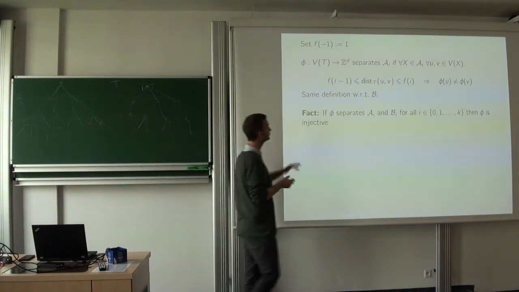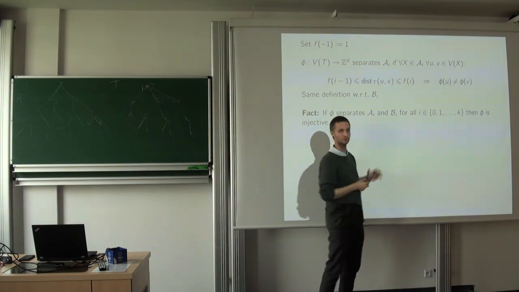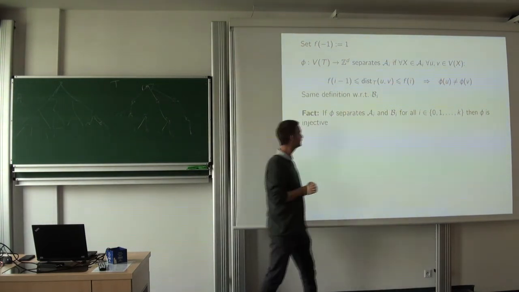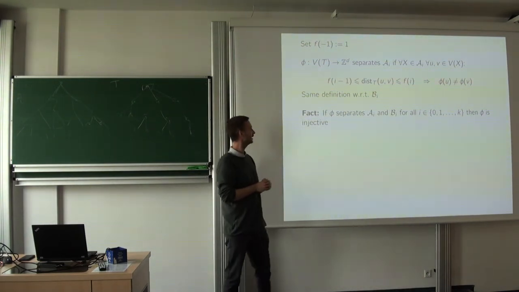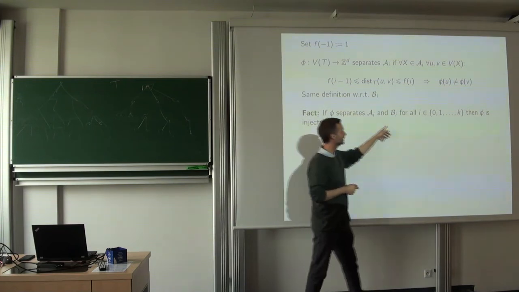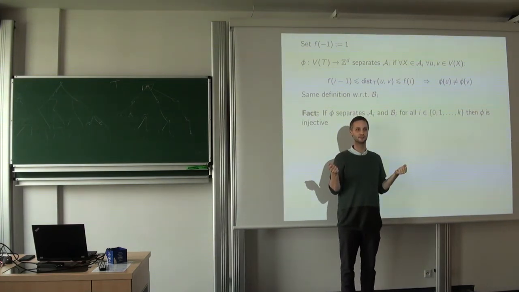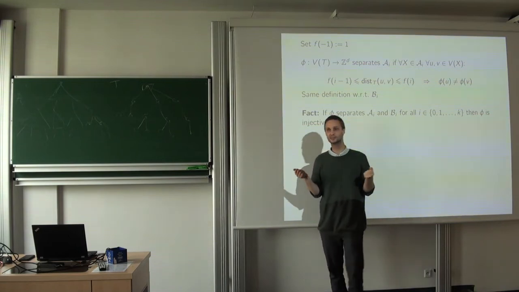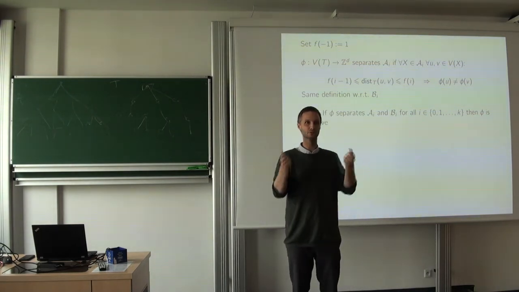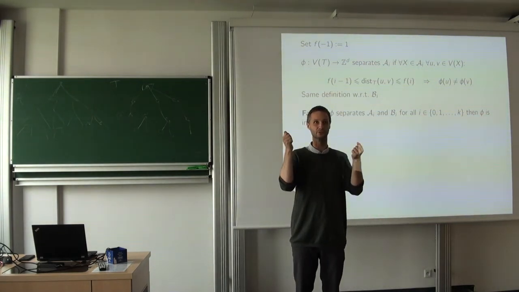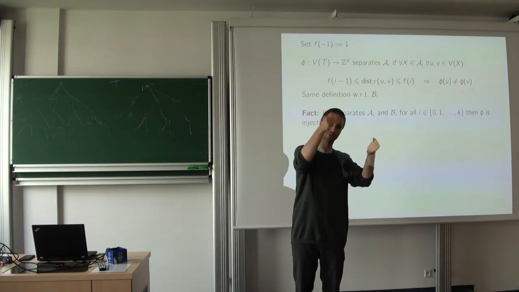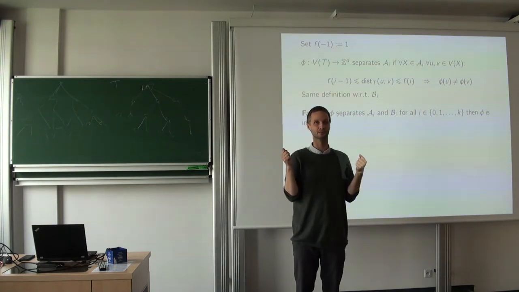We have, of course, the same definition with respect to BI. And now the key observation is that if you have some map that separates AI and BI for all I, then it's an injective mapping. And why is that? Give me two distinct vertices U and V of your tree, and I need to check that they are mapped to distinct points. Okay?